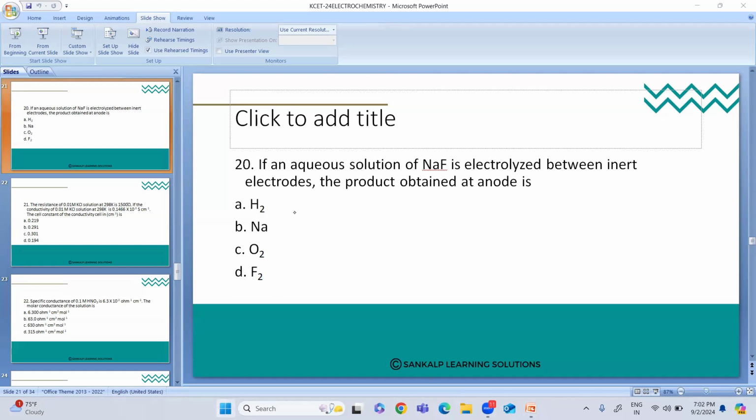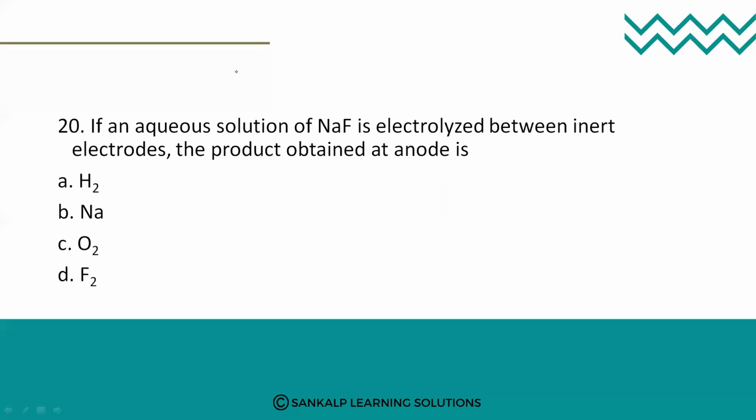Okay, so this was the question. If an aqueous solution of sodium fluoride is electrolyzed between inert electrodes, the product obtained at anode is A, H2, B, sodium, C, O2, dioxygen, and D, difluoride. Okay. So, what is the answer?